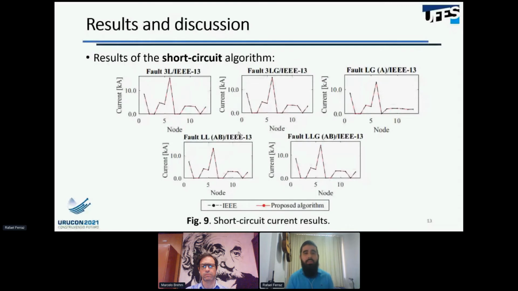And here you can see the results of the short circuit algorithm, where you can see, again in black, we have the IEEE report results, and in red, we have the results of the proposed algorithm in this paper. In the first graphic, we have the three-phase fault. The second one, the three-phase to ground fault. The third one, the line-to-ground fault. And then we have line-to-line fault. And finally, the line-to-line to ground fault.